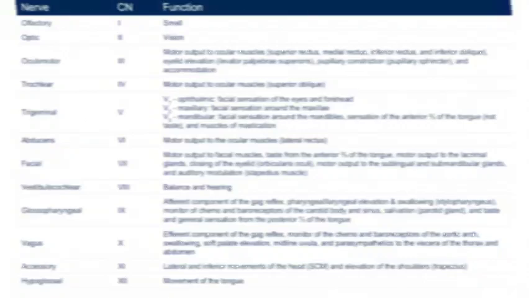Okay, before we move on to the practice questions and begin tying all this information together, I'd like to take a second and review some details about cranial nerves 5 and 7.